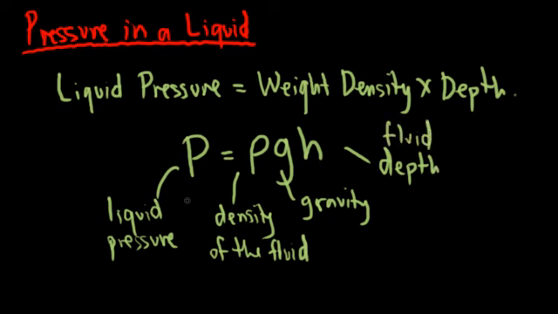So what does this formula tell us? Fluid pressure is equal to the weight density rho g multiplied by the depth of the fluid, which is h. So it tells us that pressure is directly proportional to the density and also directly proportional to the depth of the fluid. The denser the fluid, the greater the pressure. The deeper you go in the fluid, the higher the pressure would be. So how would we explain that?